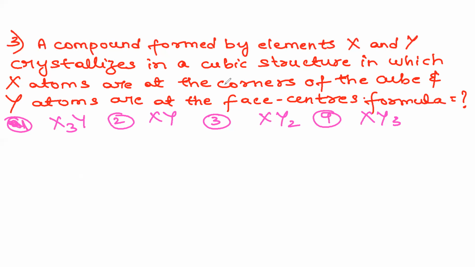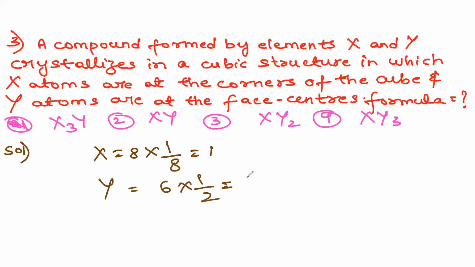Now, if you see the solution for this, simple, it is directly given. A compound formed by elements X and Y crystallized in cubic structure in which X atoms are at the corners of the cube. Simply, X is equal to 8 into 1 by 8. And Y atoms are occupying at the face center. So Y is equal to 6 into 1 by 2, that is equal to 3. So answer is XY3. Fourth option. Next question.